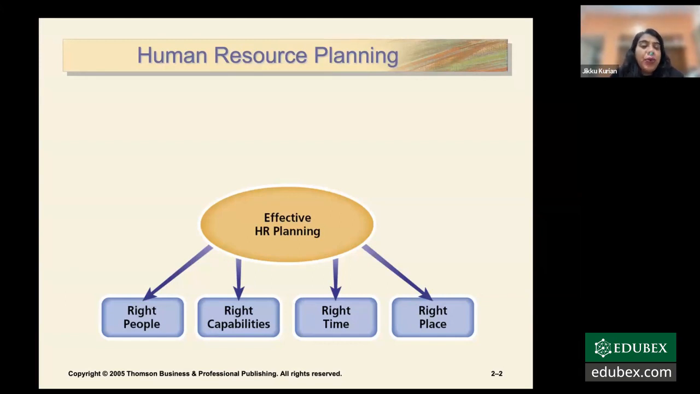If you look at the chart here, or the diagram here, you will understand that effective human resource planning involves finding the right people. So who is the right person for a job? This concept we will try to understand in terms of competency. What exactly is competency? Competency is the eligibility and ability of a person to perform a particular task.